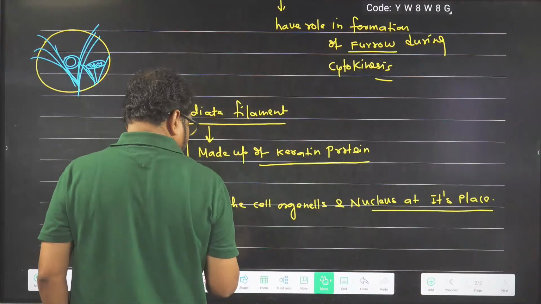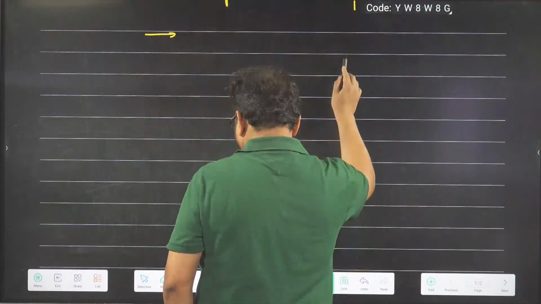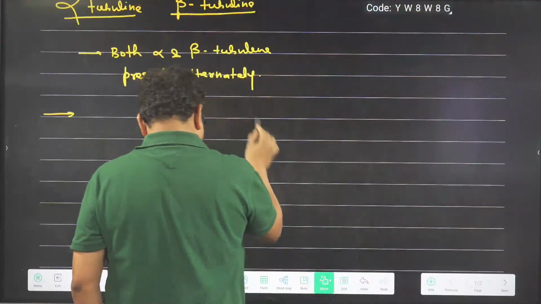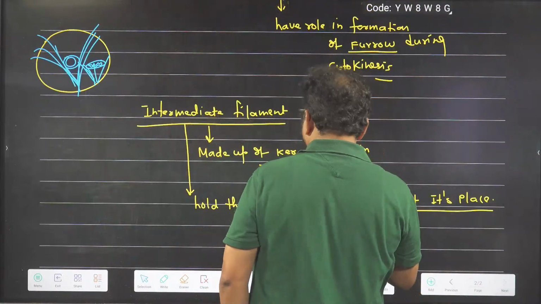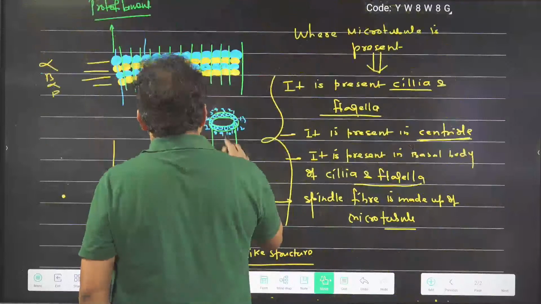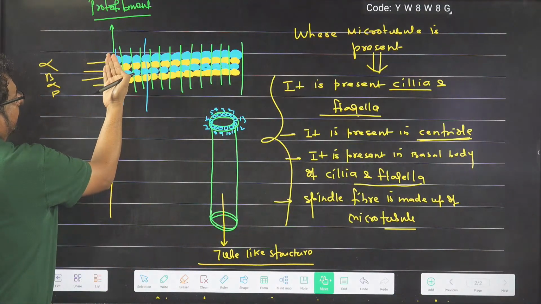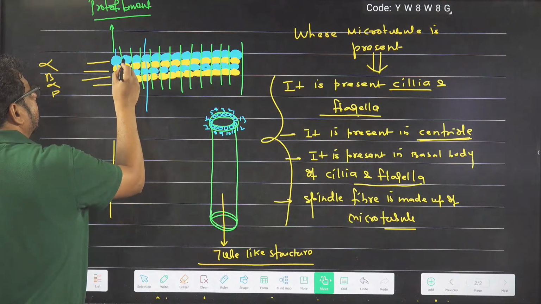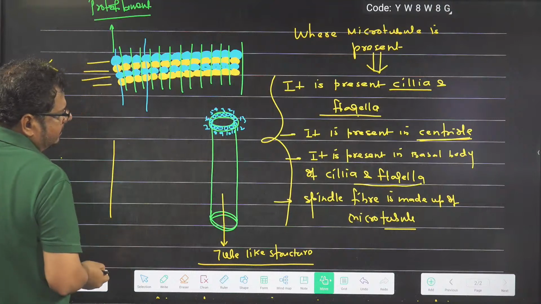Now see the things. Where is the diagram? I think it is on another slide or the same slide. Okay, wait a minute. So here is the diagram I drew. You see, first alpha and beta are arranged alternately, and how many lines are there? 13 lines. Then they fold and make a tube-like structure.